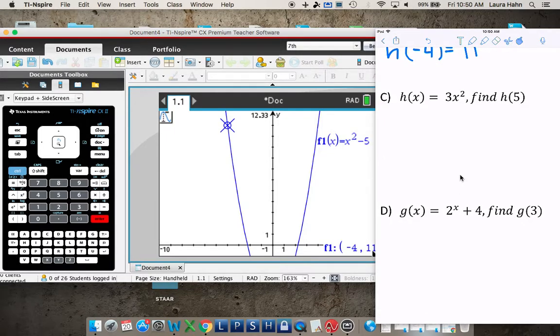Okay, on C, h of x is equal to 3x squared. I want to find h of 5. Okay, so remember this whole thing means y, and it's asking me to find y when x is 5. So notice x is on the inside of the parentheses. So that 5 is on the inside of the parentheses, which means when x is 5.